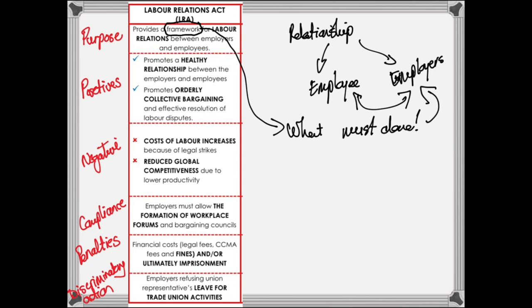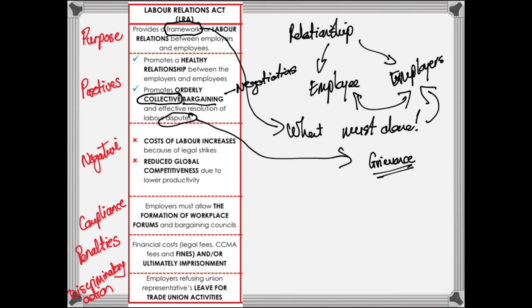It promotes a healthy relationship between your employers and employees because it gives the employees the grievance procedure. So that means if there are grievances, they can speak up. So that is part of the Labor Relations Act. Then it promotes orderly collective bargaining. Now, collective bargaining, collective means everyone together. Bargaining is negotiations. So that means they look at how the employer and the employee can work together, negotiate collectively together, and that would then resolve the disputes or the grievances that do exist in the business. The negative impact of this is the cost of labor increases because of strikes. Strikes is something that is a right of employees by means of the Labor Relations Act.